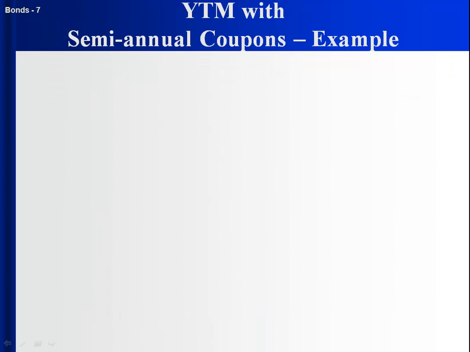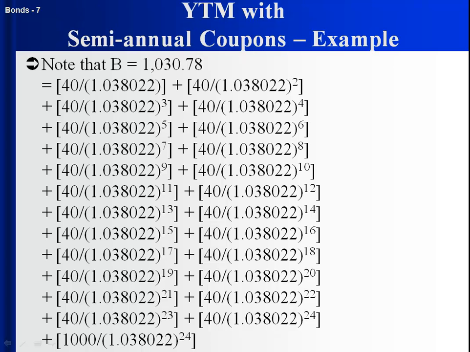What we just discovered, just to reiterate, is here we have the 24 coupons, plus we have the par value in 24 half years or 12 years, and we found the discount rate such that if we discount all 25 of these and add them up, we get the price of the bond.